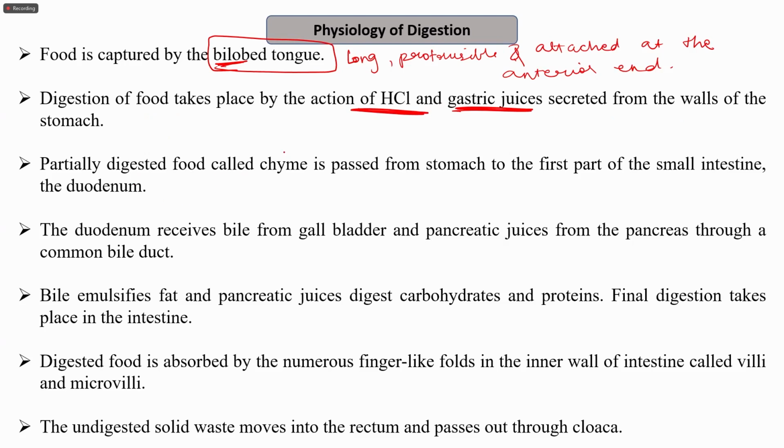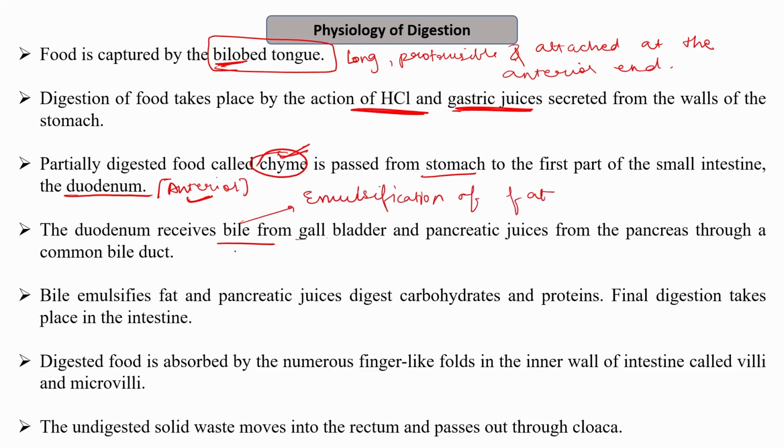Partially digested food, which is called the chyme, is passed from the stomach to the first part of the small intestine. We know that the duodenum is present on the anterior side. So this chyme passes into the duodenum, and the duodenum receives bile from the gallbladder. We know the function of bile: bile helps in the emulsification of fat. The duodenum receives bile from the gallbladder and pancreatic juices from the pancreas through a common bile duct. Through this common bile duct, these two secretions enter the duodenum, and bile emulsifies the fat, and pancreatic juices digest the carbohydrates and proteins. Final digestion takes place in the intestine.